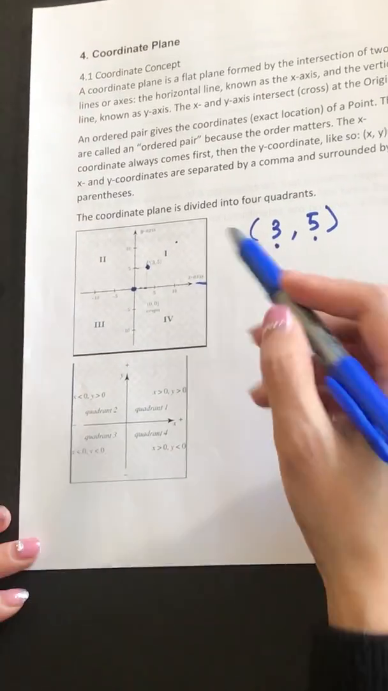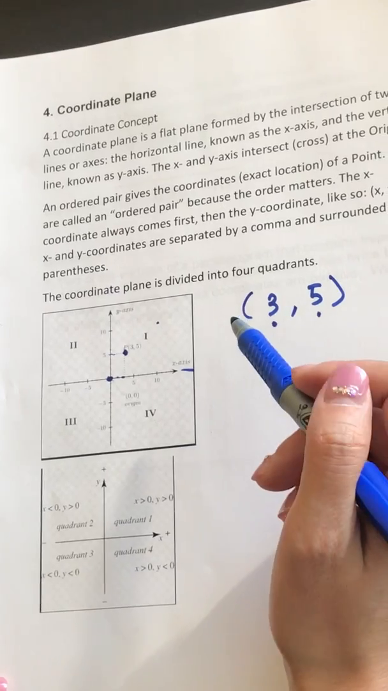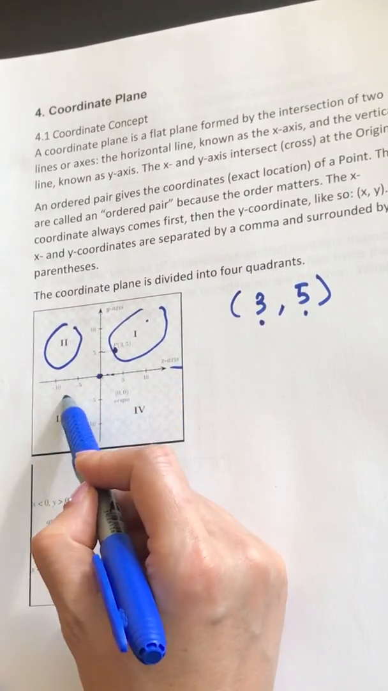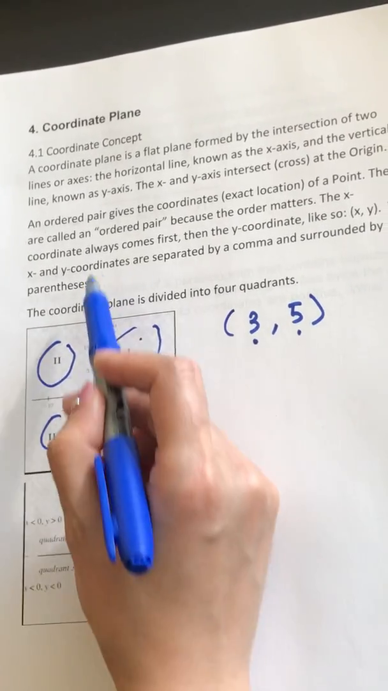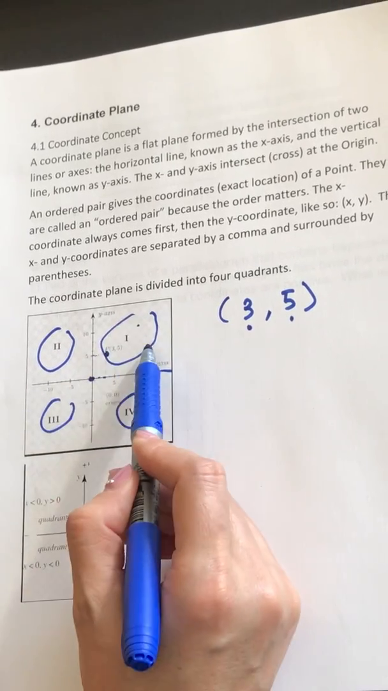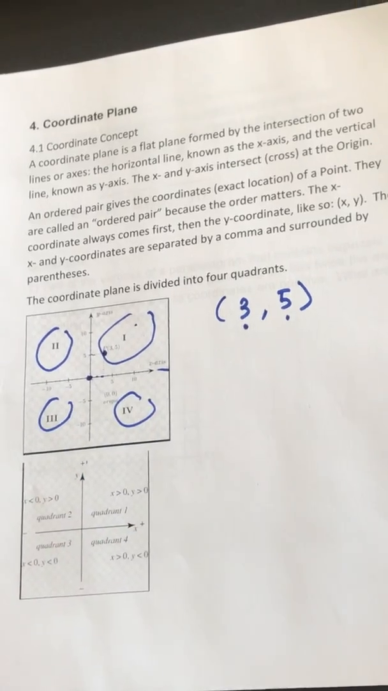And since we have 2 lines that separate the plane into 4 parts, here is 1, here is 1, here's 1, here's 1. The 2 lines extend infinitely. So we call these quadrants 1, 2, 3, and 4. They are numbered counterclockwise.